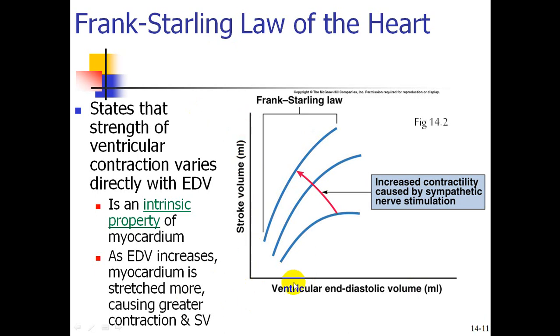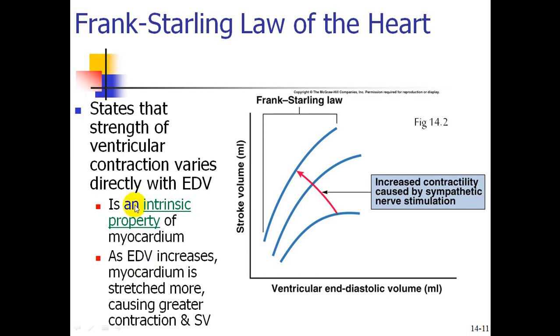Whenever ventricular end diastolic volume increases, with increased venous return, stretch increases, so the force of contraction increases and, as we said, stroke volume increases. Contractility is also increased by sympathetic nerve innervation. So it states that the strength of ventricular contraction varies directly with end diastolic volume. That means when end diastolic volume increases, venous return and preload increase, so muscle stretch and contractility increase, and so stroke volume increases.